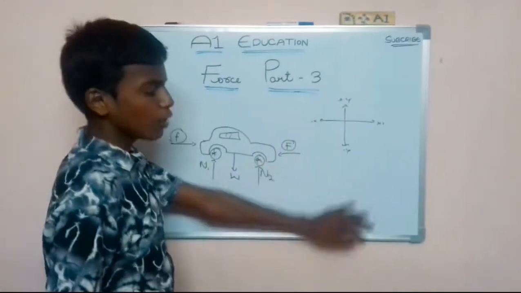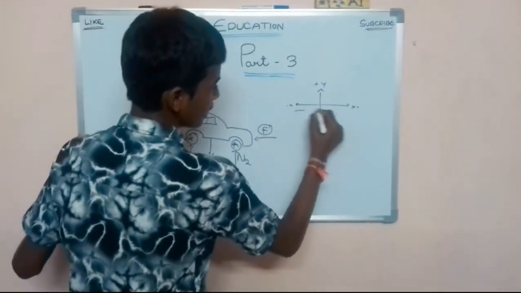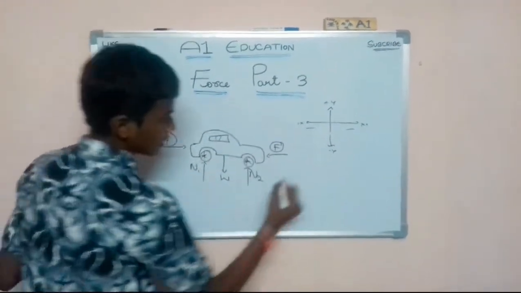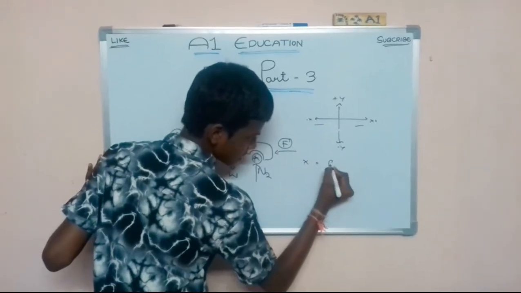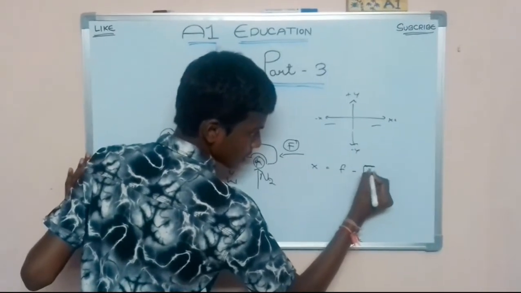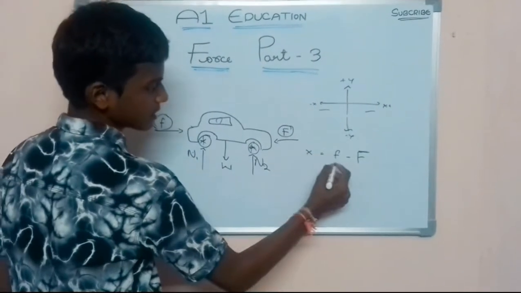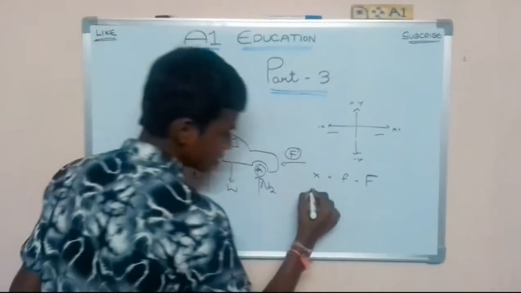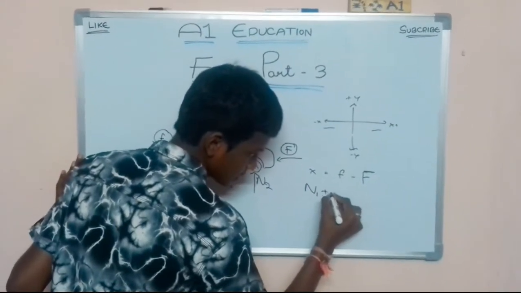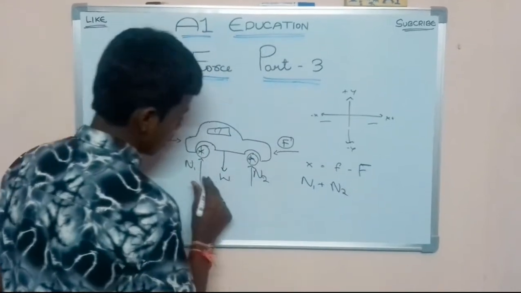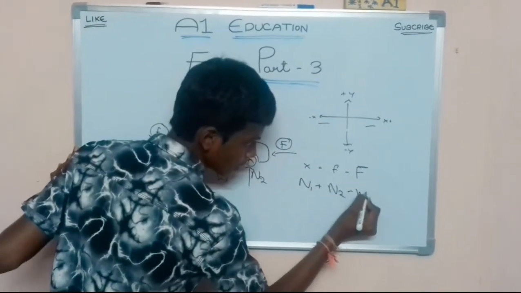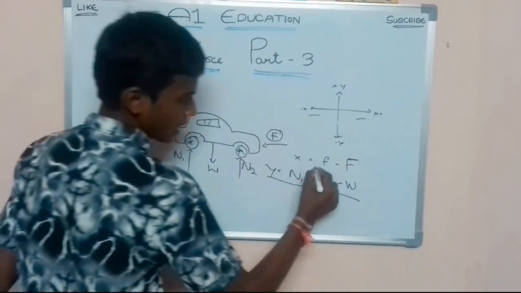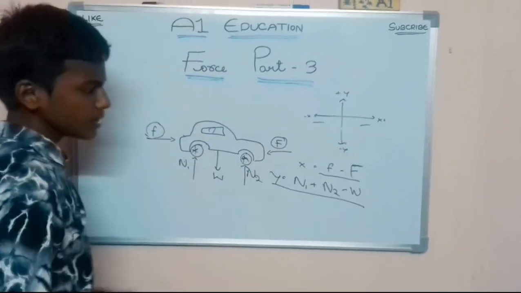The sign conversion should also be used. Now calculate the forces acting on the x axis. Acting on the x axis is F minus F. And the second, the y axis: on the y axis it is N1 plus N2 minus the gravitational force. This acts on this y axis and this acts on this x axis.